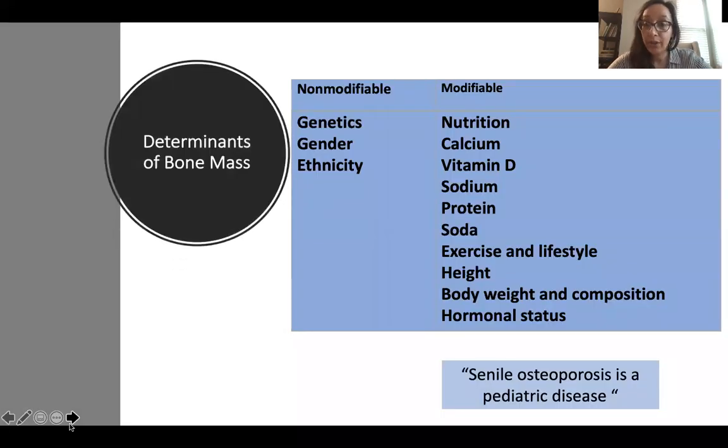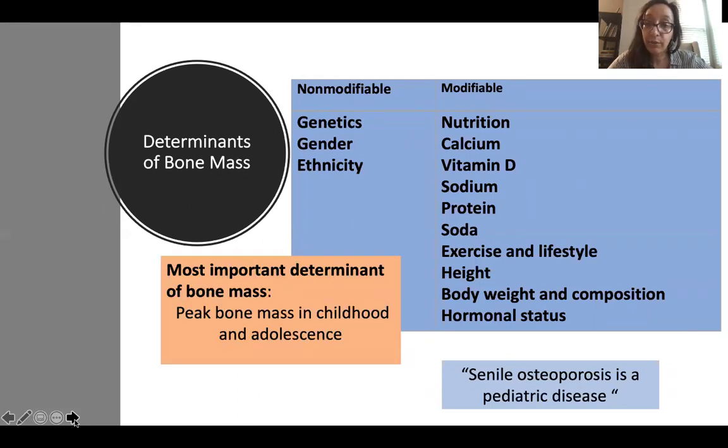So just a few notes here. What are the determinants of bone mass? Some of them are non-modifiable. There are certain parts about this that you can't modify. That's genetics, gender, ethnicity. However, there are several parts of the determinants of bone mass, as you can see in this table, that can be modified, including nutrition, calcium, vitamin D intake, sodium, protein, soda, exercise, height, BMI, and hormonal status.